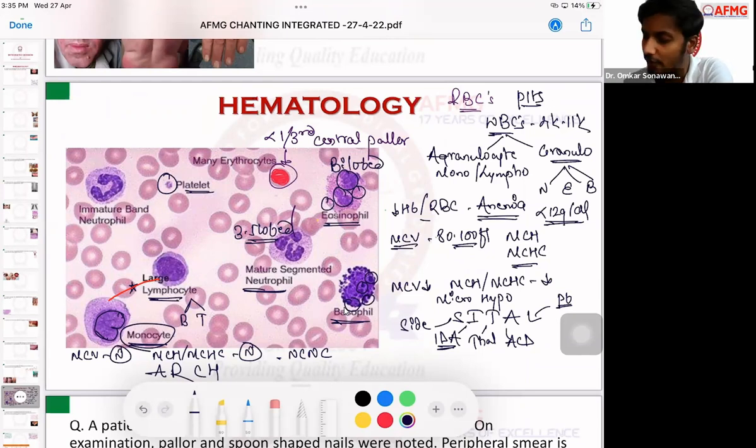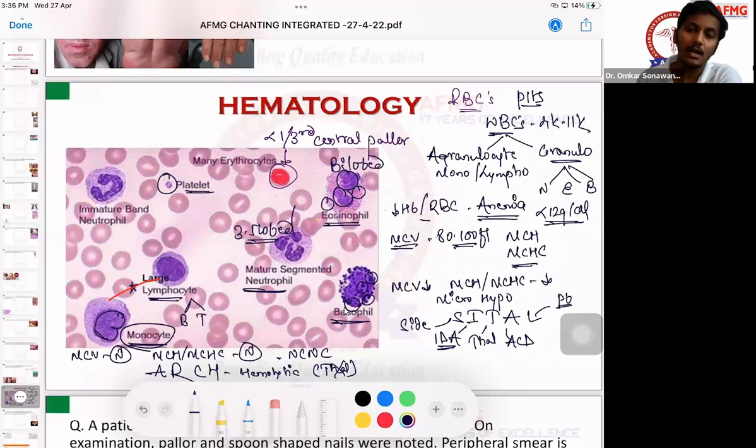And lastly, H goes for hemolytic anemia, guys, except for thalassemia. So please remember, thalassemia is not a normocytic normochromic anemia. Rather, thalassemia we discussed in microcytic hypochromic anemia. So all other hemolytic anemias are normocytic normochromic, except for one, and that is thalassemia, which is microcytic hypochromic.